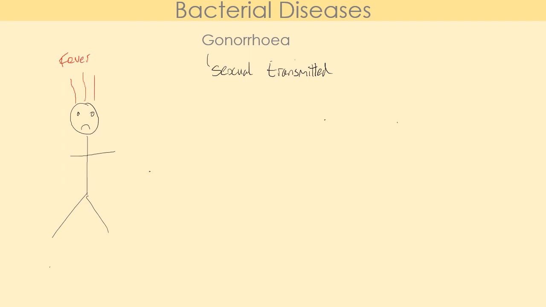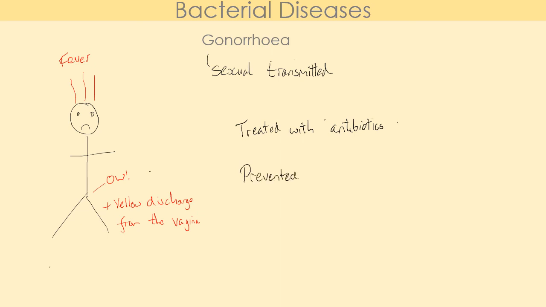We're now going to have a look at gonorrhea and what gonorrhea can do. So gonorrhea is a bacterial infection again, and it is sexually transmitted. Symptoms will again include a fever or a high temperature, pain when urinating, and a yellow discharge from the penis or vagina. It can be treated with antibiotics from a doctor. It's a bacterial infection, so it can be treated with antibiotics. However, it is often more important to prevent the spread of it, so it can be prevented by using condoms during sexual intercourse.